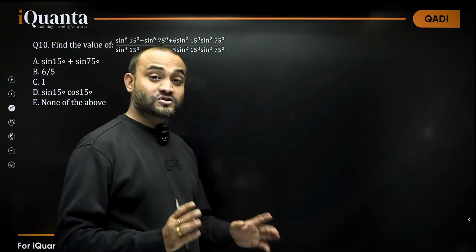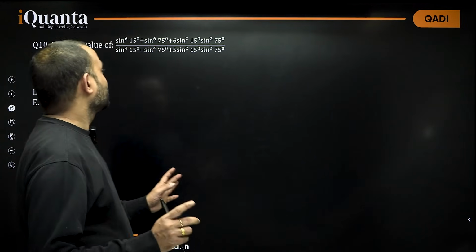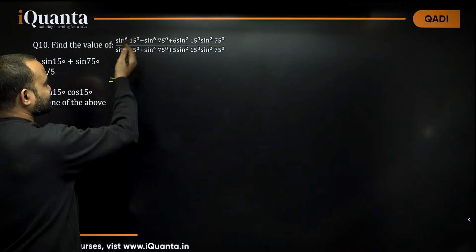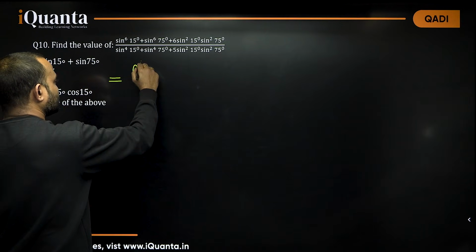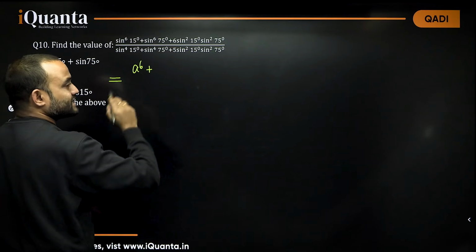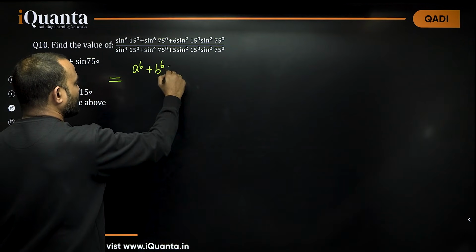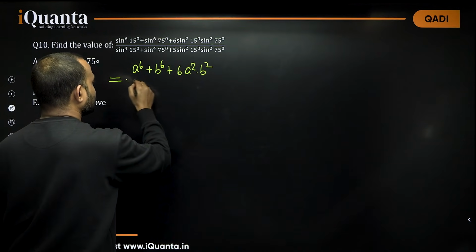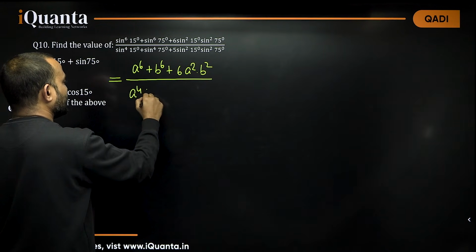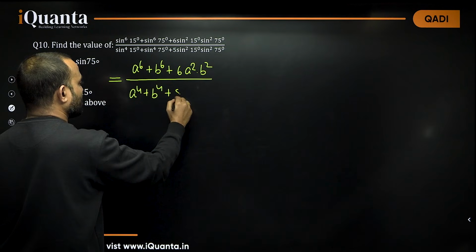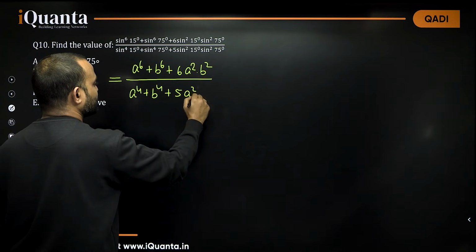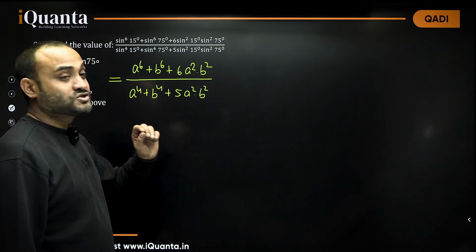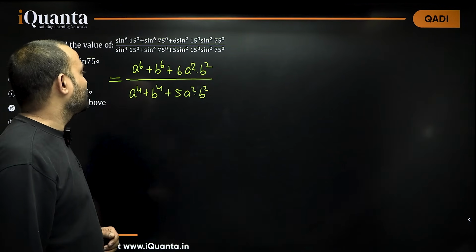At first it looks like a very complicated question, but to solve these types of questions, what you need to do is take sin 15 degree as a, so this will become a to the power 6, sin 75 degree as b, so b to the power 6 plus 6 a square into b square. Then the denominator will be a to the power 4 plus b to the power 4 plus 5 a square into b square. Now it looks much more solvable, right? So how do we do it?